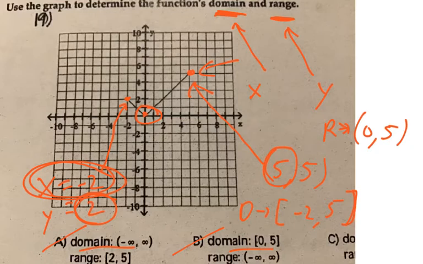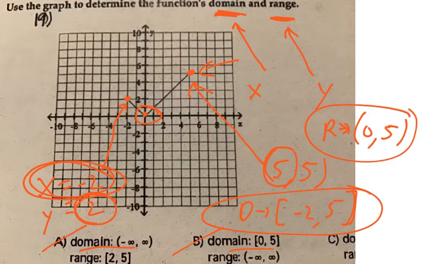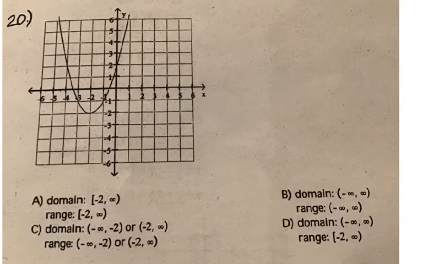Sorry I chopped it off, but again, the domain are your x values. The lowest x goes to the highest x goes. The range are your y values. The lowest the y goes in the graph to the highest y goes in the graph. Okay, let's do it one more time.